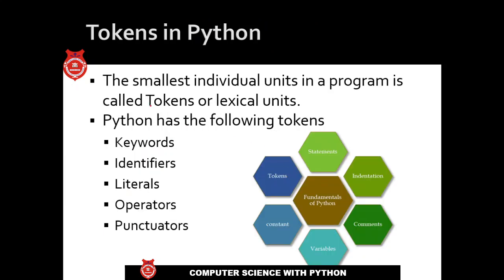Alright, now let's talk about tokens. What are tokens? Tokens are the smallest individual units in a program. They are also known as lexical units. So Python has number of tokens like keywords, identifiers, literals, operators, punctuators, etc. These form the fundamentals of Python. These are known as Python tokens, which we are going to study in details one by one.